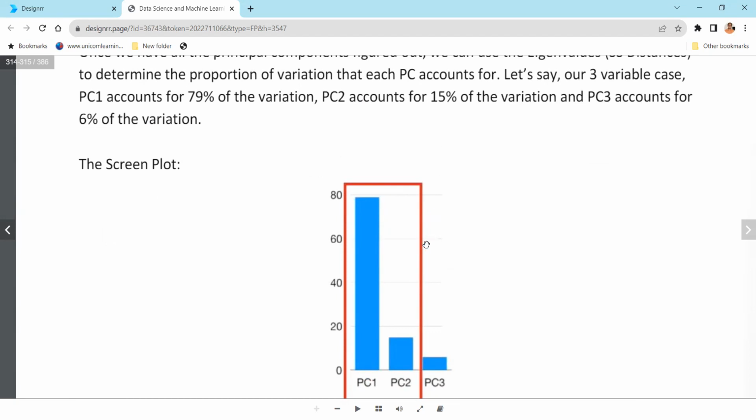Ultimately, it is very difficult to visualize 4 or 5 dimensions, but our program will be able to do it for us. So it says PC1 is 79%. You will probably take PC1 and PC2, and PC3 you can decide to drop. Even if you drop PC3, your accuracy will be impacted by just 6%.